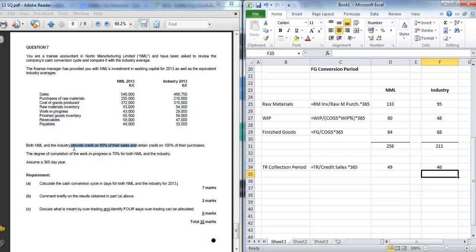So on average there, it takes the industry 46 days. So there's not material difference. They get paid about, on average, 3 days quicker than NML. So not materially different overall.